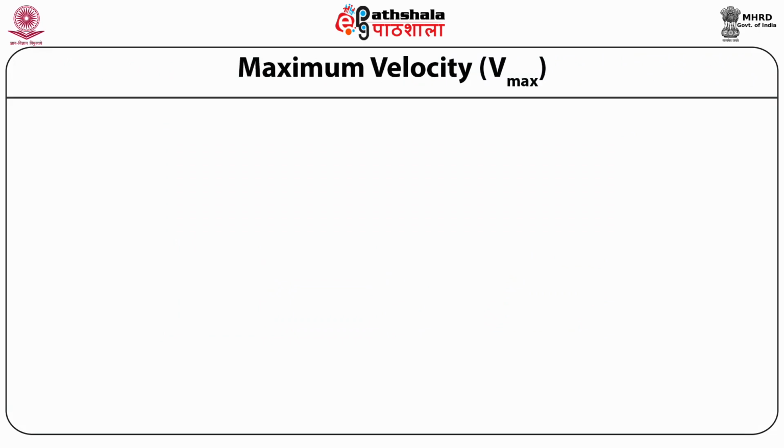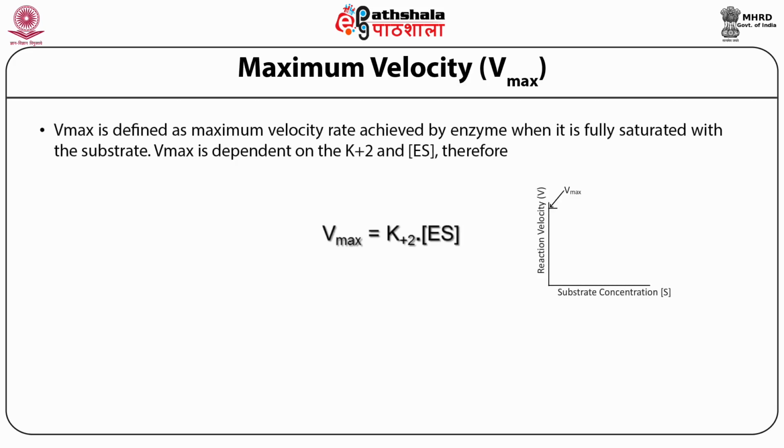After discussion of the Michaelis-Menten constant, the next kinetic parameter is the maximum velocity, denoted by Vmax. Vmax is defined as the maximum velocity achieved by the enzyme when it is fully saturated with the substrate. It is important to note that the enzyme must be fully saturated with substrate if you want to achieve Vmax. Vmax cannot be achieved when you have a suboptimal concentration of substrate.